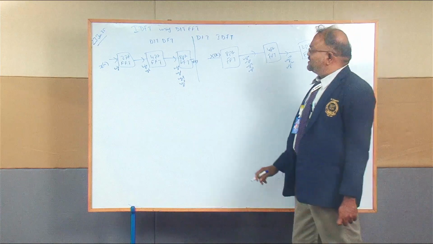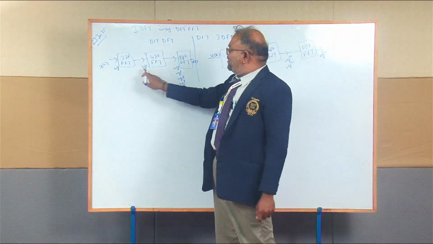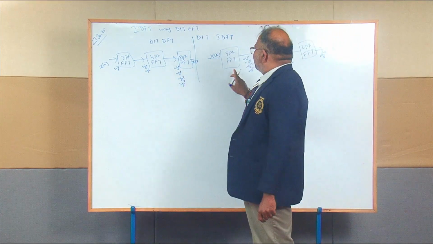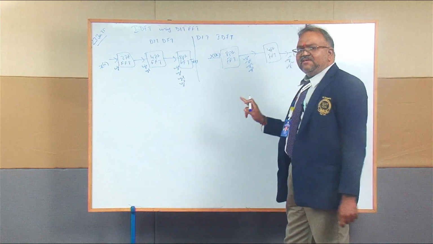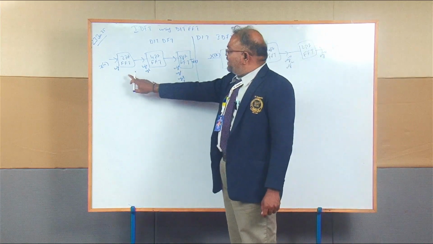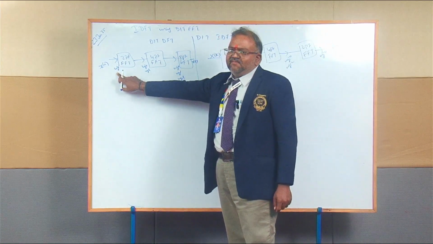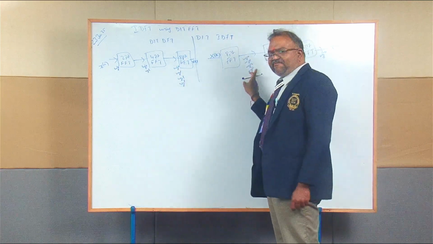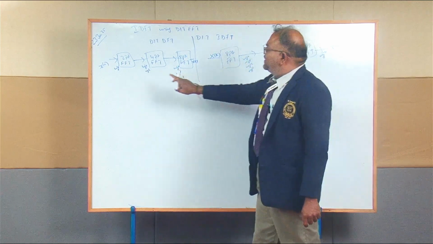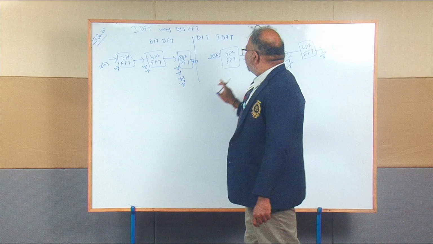Okay. So, the difference is first here it is 2-point, 4-point, 8-point, here 8-point, 4-point, 2-point, and in the next stage twiddle factor is before this FFT. Here the twiddle factor will be after the FFT, and here the power is positive, here the power is negative.